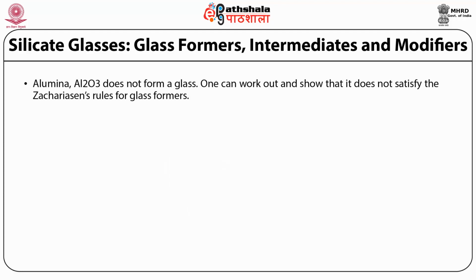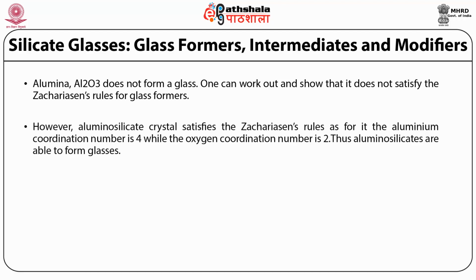Alumina, that is Al2O3, does not form a glass. One can work out and show that it does not satisfy the Zachariasen rules for glass formers. However, aluminosilicate crystals satisfy Zachariasen's rules, as for them the aluminium coordination number is 4, while the oxygen coordination number is 2. Thus, aluminosilicates are able to form glasses.